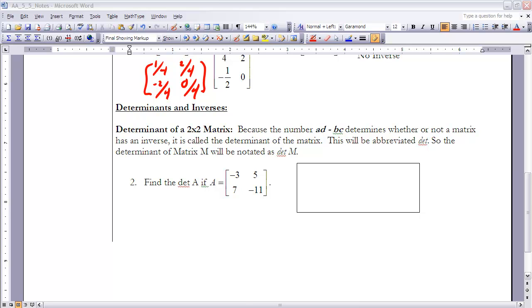We're going to abbreviate that as DET. So if I put DET of matrix M, that's saying the determinant of matrix M. So when I'm looking for the determinant of a matrix, I'm looking for the number we get when we take AD minus BC. Now, if it's equal to 0, we know we don't have an inverse. And whatever number it is, if it's not equal to 0, is going to be the number on the bottom of that fraction. So it is a number that's fairly important as we look at inverses of matrices.